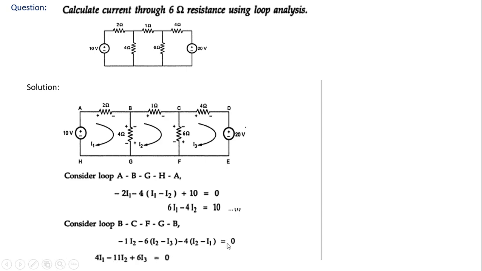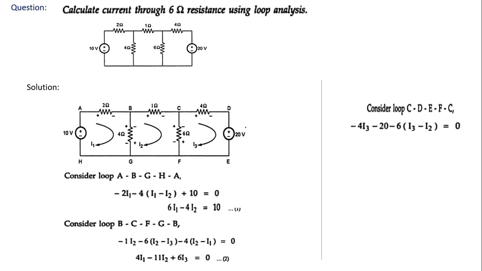We can simplify this equation. That gives 4I1 minus 11I2 plus 6I3 equal to 0. Consider this equation as number 2. Now consider the third loop. So the third loop is CDEFC. Here the loop current is I3.